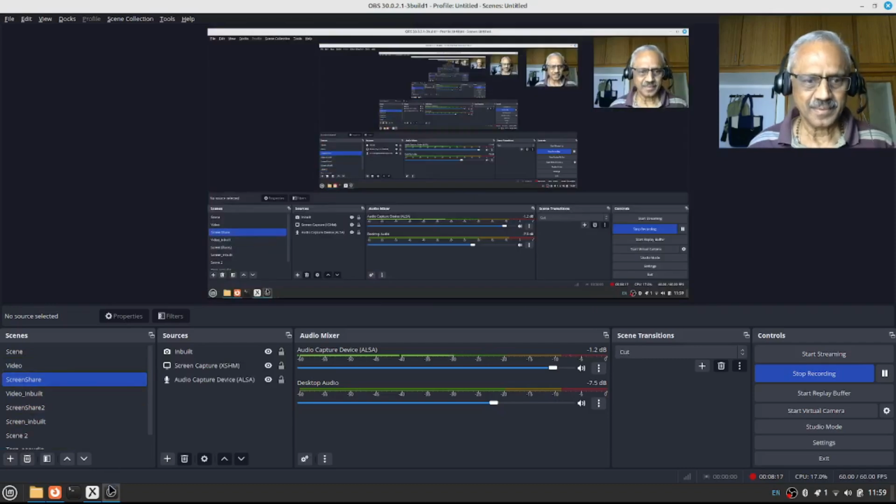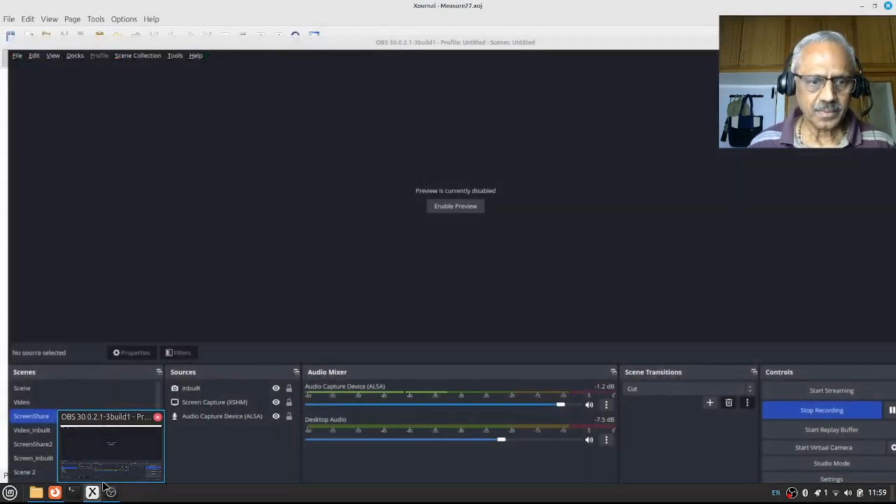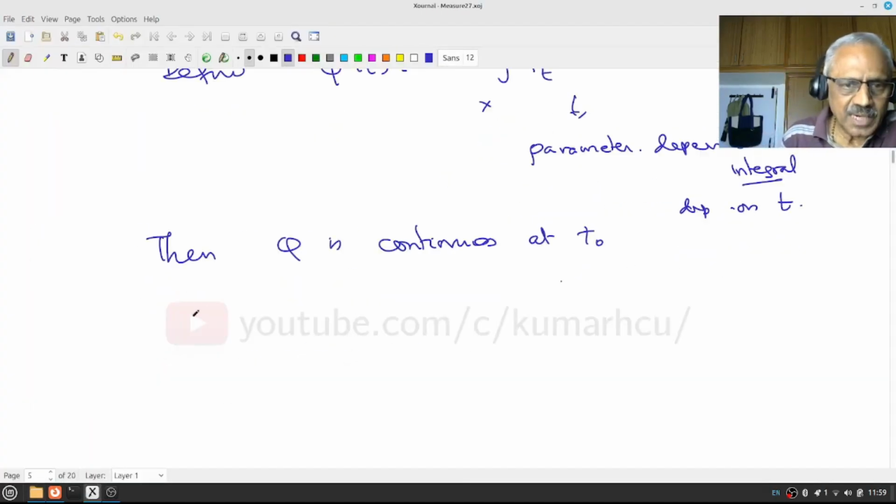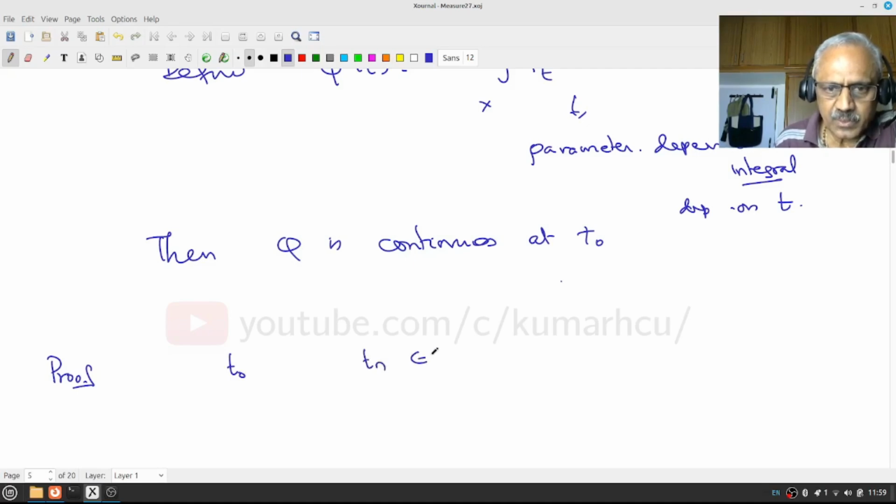Let us try to embark on the proof and see whether we can do it, or whether we have to impose any further condition on the parameterized family. So let us start with the proof. Now let us look at t naught. Then we have, let Tn be any sequence in T so that Tn converges to t naught.